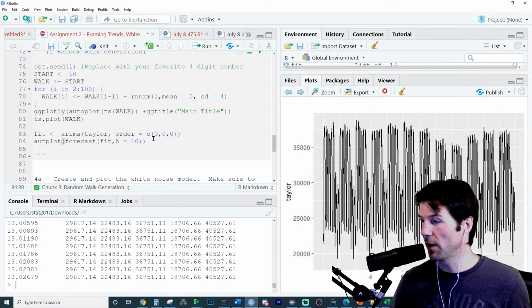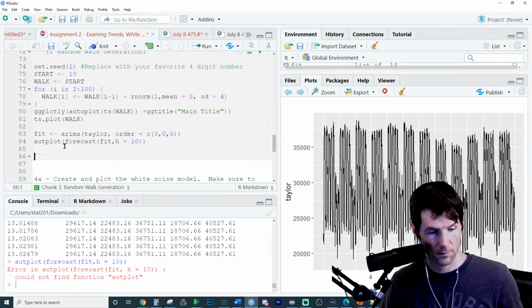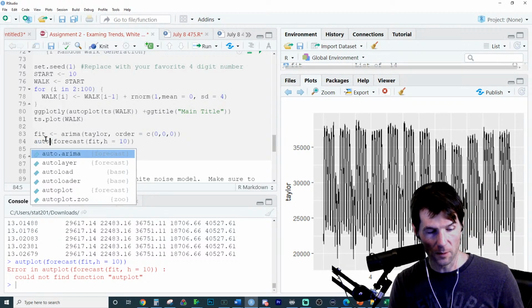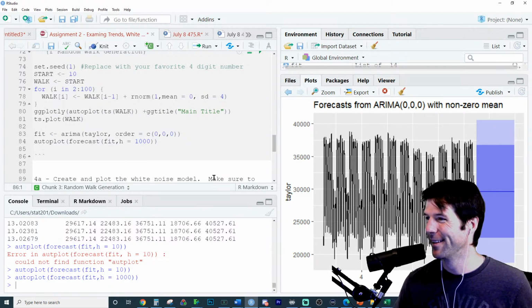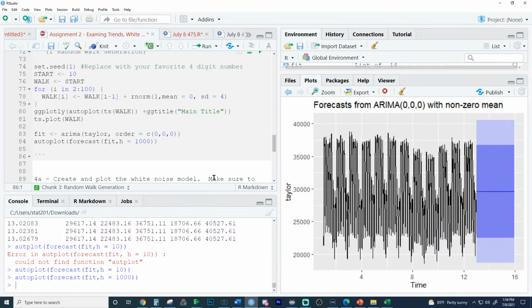What is the white noise model fitting? It's constant mean. It's constant mean.